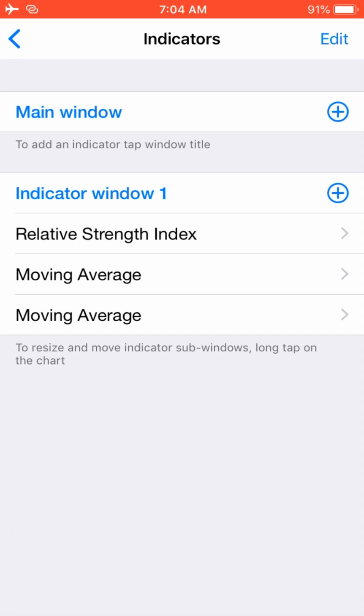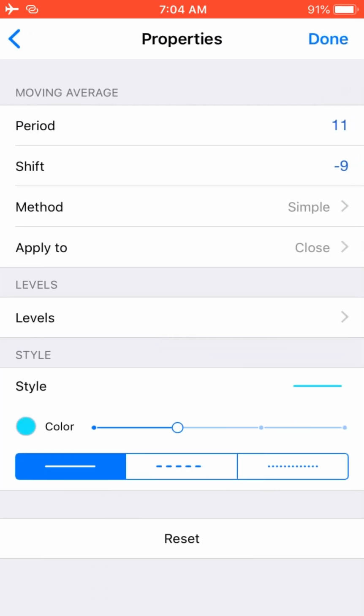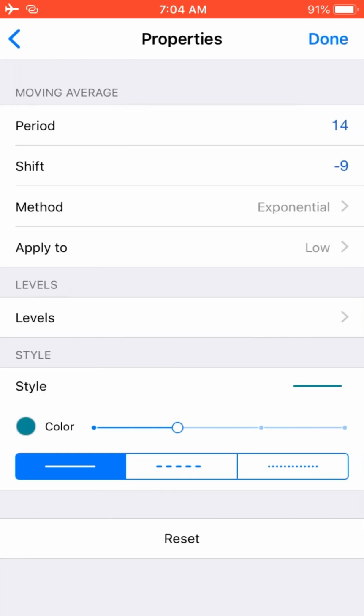So if you haven't gotten that right, screenshot this. This is the setting for the RSI. This is the settings for the first moving average. Just screenshot it, and this is the other settings for the next moving average.